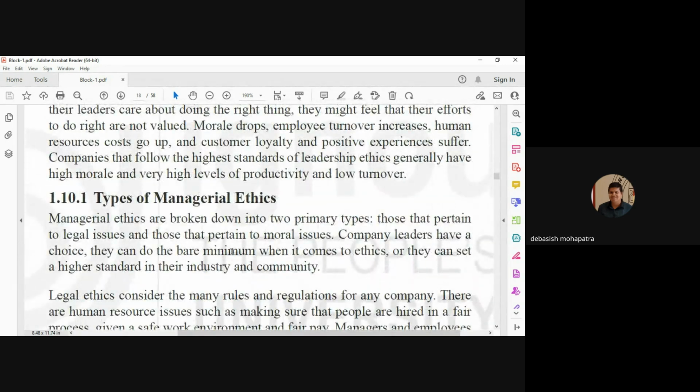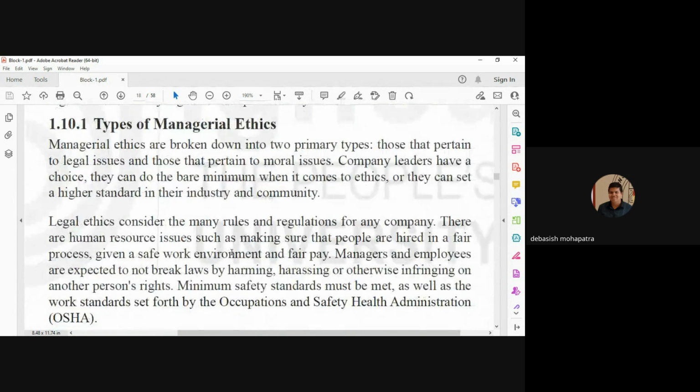Types of managerial ethics. Managerial ethics are broken down into two primary types: those that pertain to legal issues and those that pertain to moral issues. Company leaders have a choice. They can do the bare minimum when it comes to ethics, or they can set high standards in the industry and community. Legal ethics considers the many rules and regulations for any company.